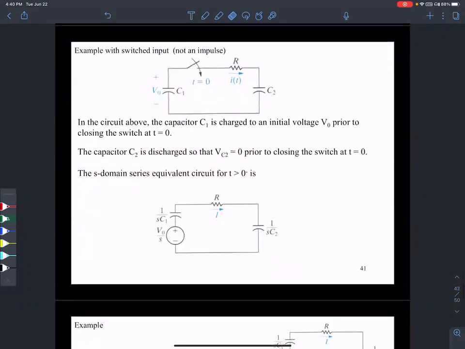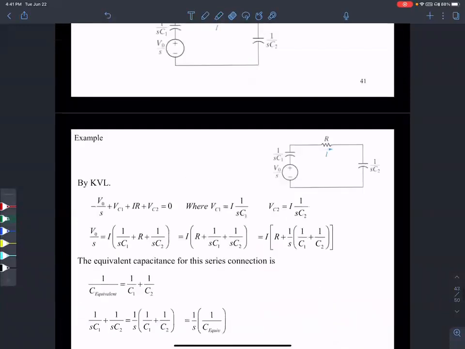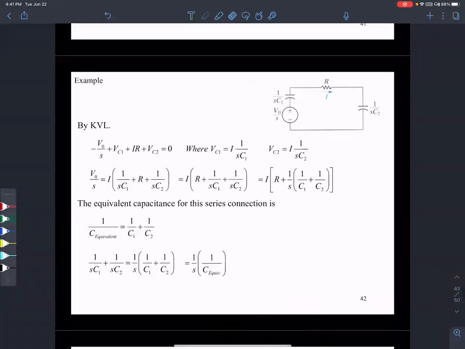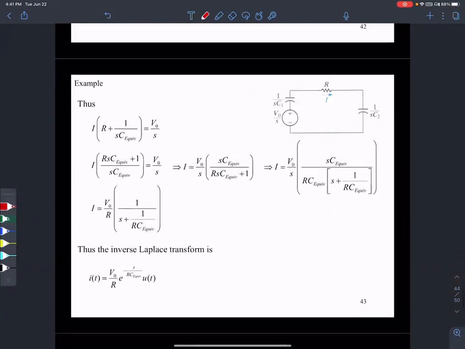So if you're asked to find the step response, not an impulse response but a step response, what you can do is take into account the initial conditions of the capacitor, and then set up a KVL around the loop, and then solve for an expression for V of s, I of t.